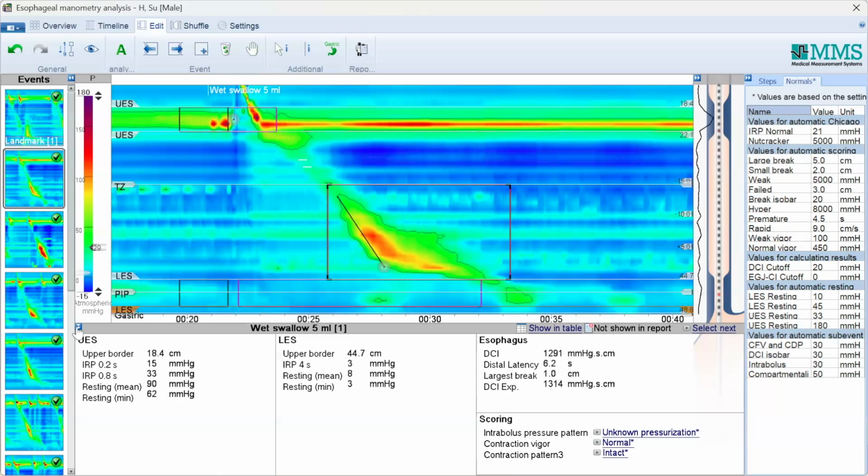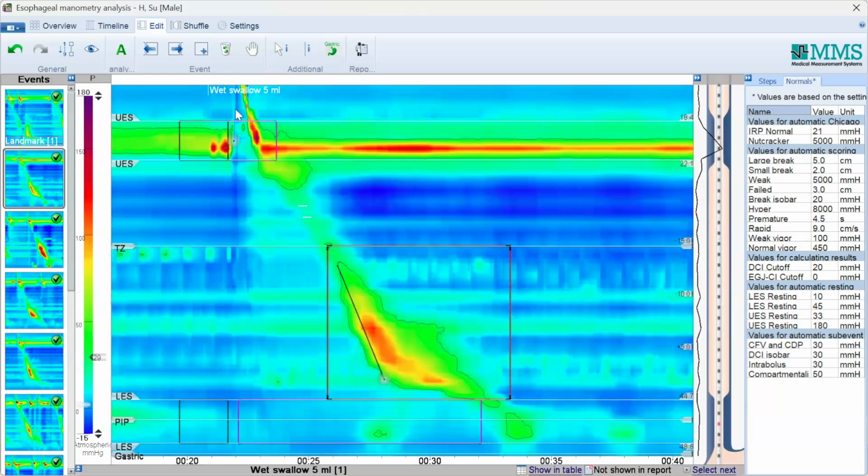Exactly. If this is aligned with the same spot around the lower esophageal sphincter, and we have an IRP under 15, or 20 as the borderline, then we can exclude a disorder of the sphincter itself. Can we say so?